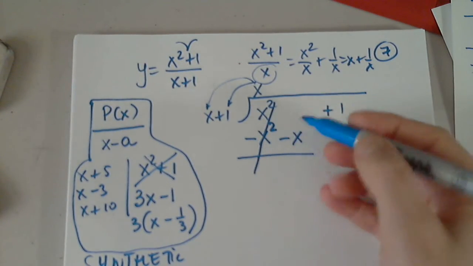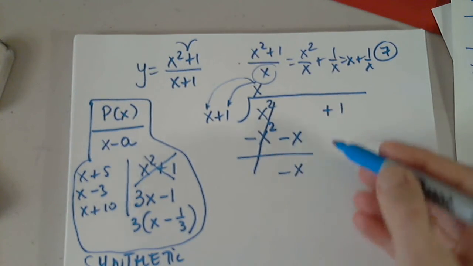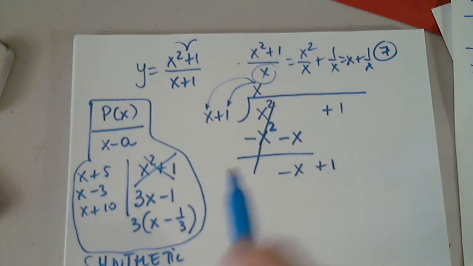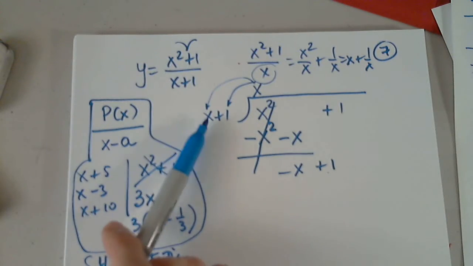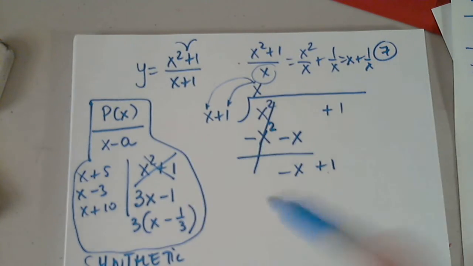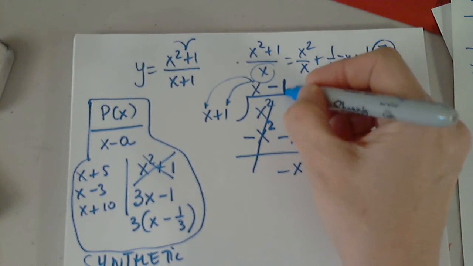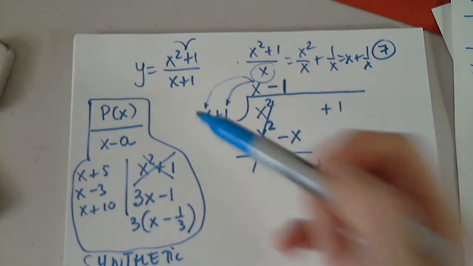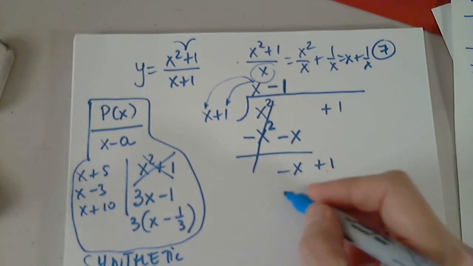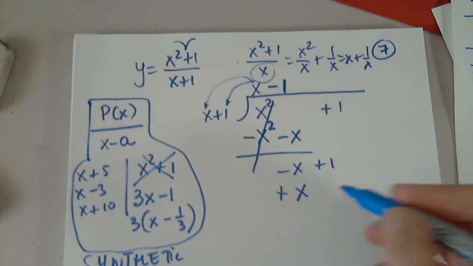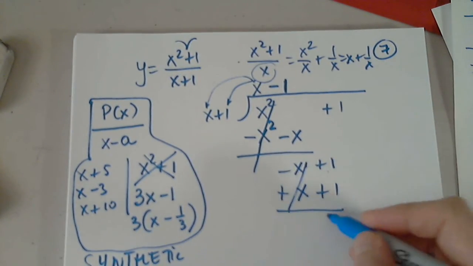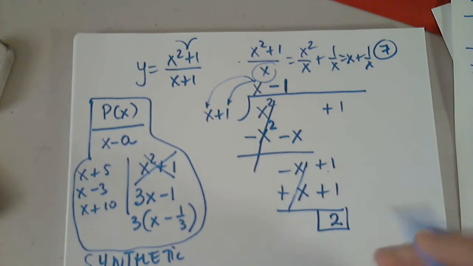Now these two go away. I bring down -x. I bring down +1. And the next question I ask myself is, x times what is -x? At the top, I write -1. -1 times x is -x, change the sign. -1 times 1 is -1, change the sign. And the remainder is 2.